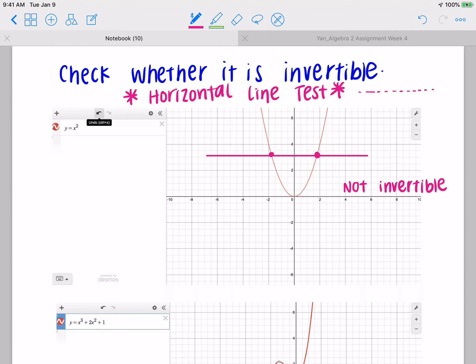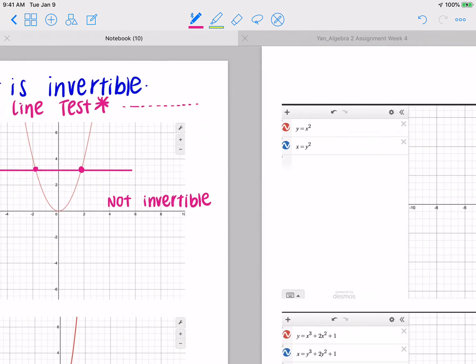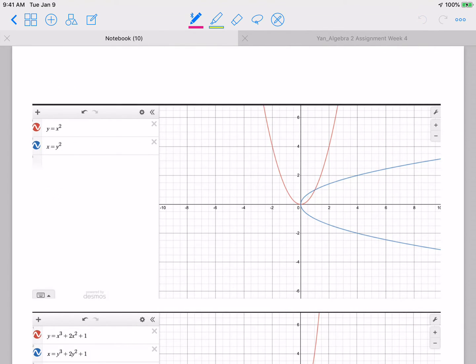Not invertible means that when we flip the function, the result is not a function as well. So let me show you how it looks on the next page. The red was earlier, and this graph right here is the inverse graph. These two graphs are inverses of each other, but you would notice that this blue graph right here is not a function.